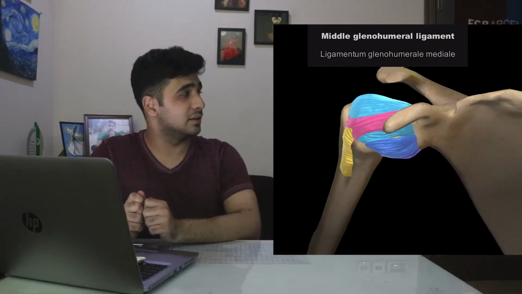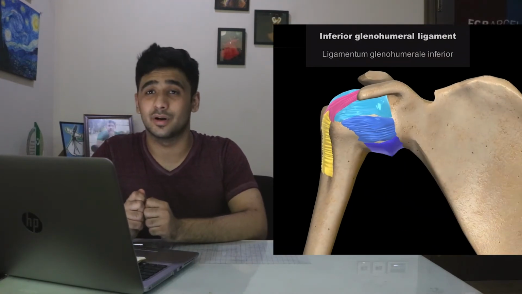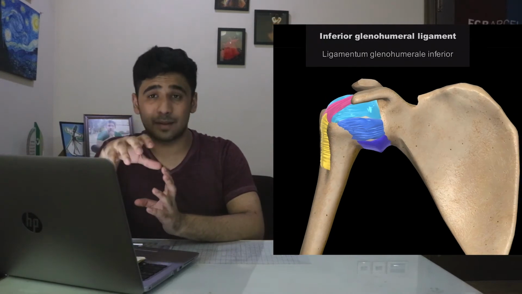Like in any other joint, ligaments have a very important stabilizing role in the shoulder joint as well. अब हमारे पास तीन मेजर टाइप ऑफ लिगामेंट्स होते हैं जो कि शोल्डर जॉइंट पर प्रेजेंट होते हैं. द फर्स्ट वन इज द ग्लेनोह्यूमेरल लिगामेंट्स जो कि खुद तीन टाइप्स के होते हैं. देयर इज द सुपीरियर, द मिडल एंड द इंफीरियर लिगामेंट. It forms a capsule and it encloses the glenoid fossa and the head of the humerus.